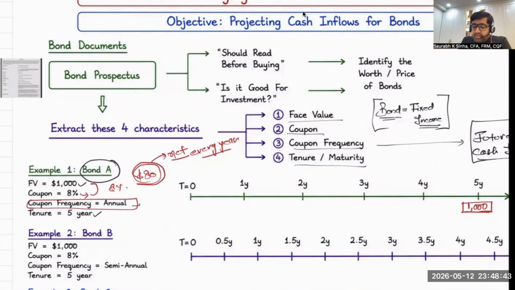Now, coupon frequency is annual. It means it is giving you the information of when you will receive it. So you'll receive 80 net every year at the end of the year. Annual refers to the end of the year. That's it.